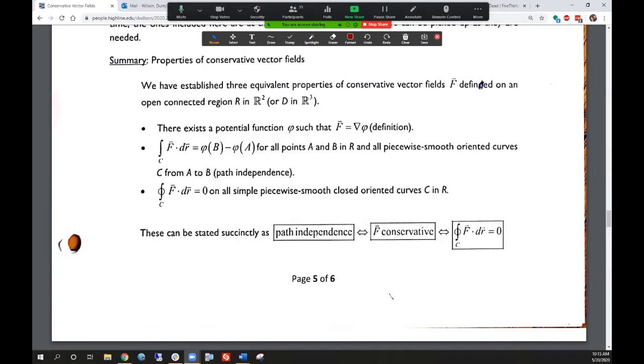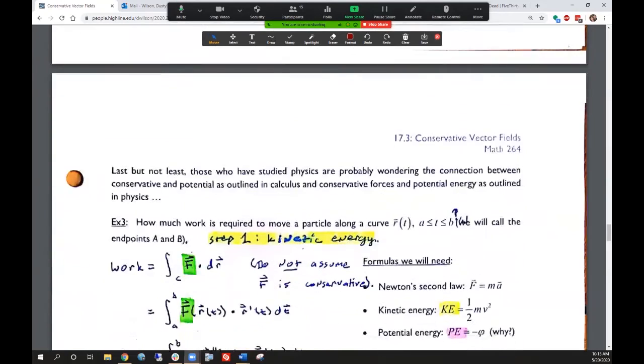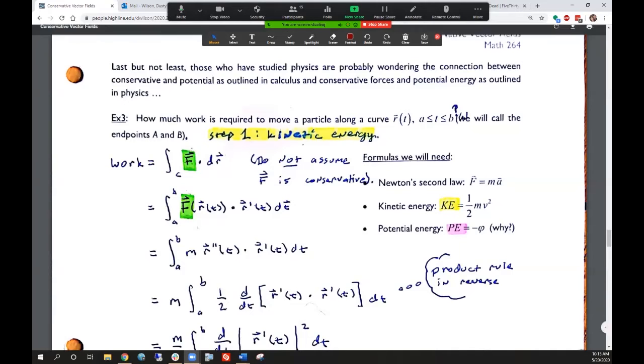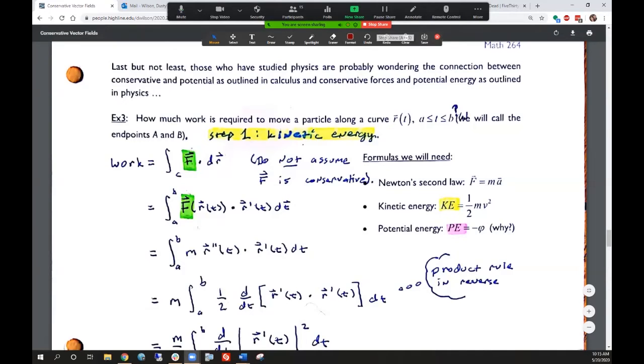The last thing I want to do is look at an application of this to physics. For those of you that have studied physics, you're probably wondering what's the connection between conservative and potential that we're talking about in calculus and conservative forces and potential energy as outlined in physics. And so let's just start to work through this derivation. It's a little bit long. For those of you that are printing out the notes, you'll notice that I gave you 2 full pages to work through this derivation.